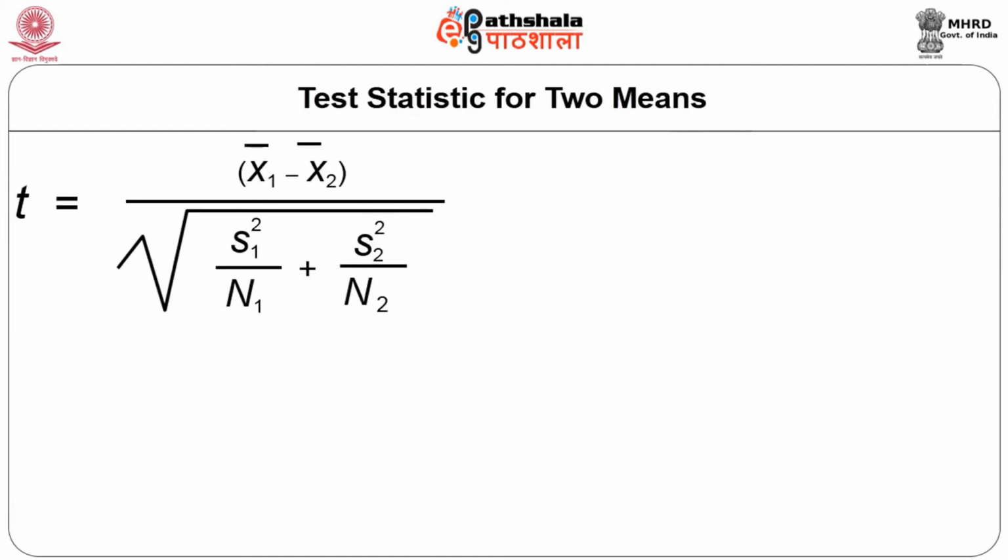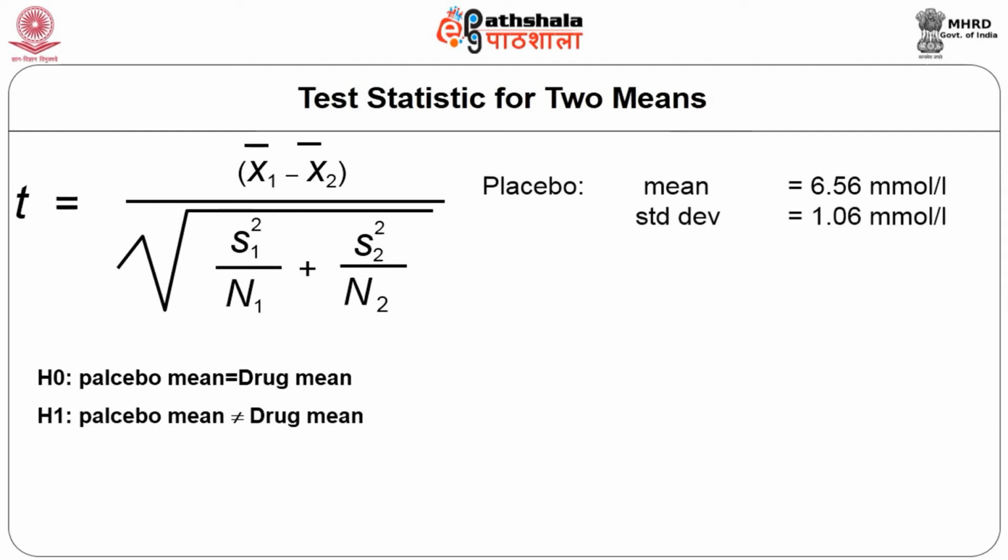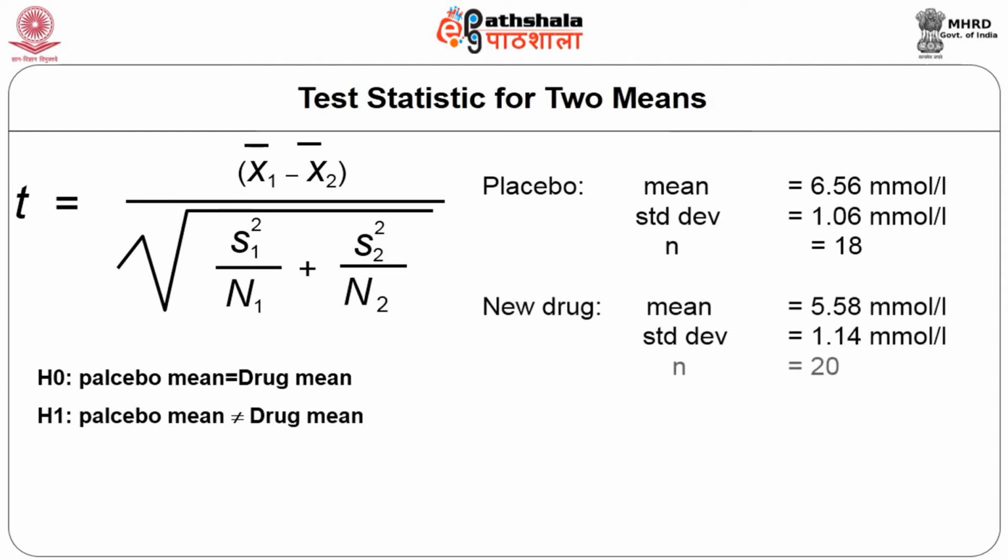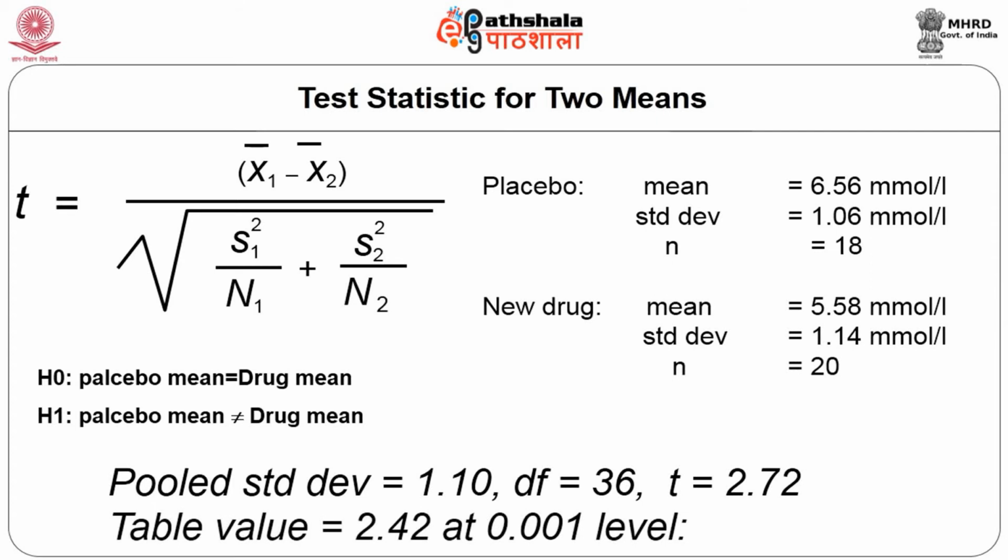If at all you have groups where you are assuming the variations are not homogeneous, that they are somewhat different, then you can use this formula. The numerator won't change: the mean of the first group minus the mean of the second group, divided by the square root of the variance of the first group divided by the number of subjects of the first group, plus the variance of the second group divided by the number of subjects of the second group. The testing of hypothesis is the same as we have done: the null hypothesis is that they are the same and the alternative hypothesis is that they are different. If this is significant, you reject the null hypothesis. If it is not, you accept the null hypothesis.